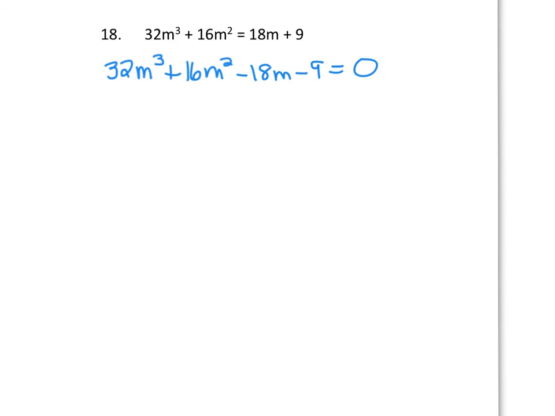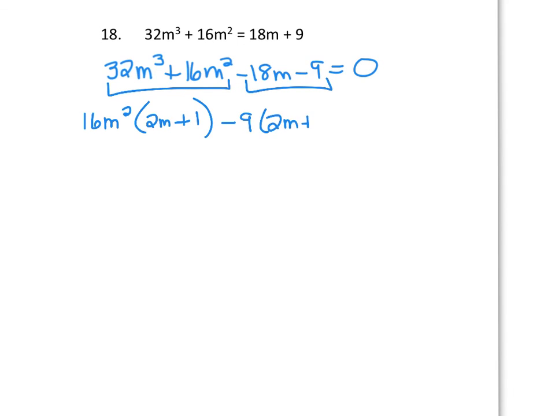Now you can look and say, can I factor out a greatest common factor? No, there's nothing that divides evenly into all of these. So I'm going to jump right into grouping. To the first two terms, I could factor out a 16m squared, which leaves me with 2m plus 1. To the next two terms, I could factor out a negative 9, which also leaves me with 2m plus 1. And don't forget to bring down the equal 0.